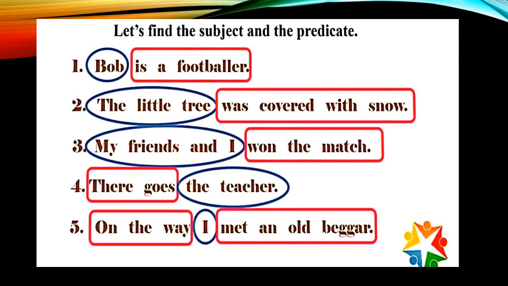So students, the part of the sentence that tells us what or whom the sentence is about is called the subject, and the part of the sentence that tells us about the subject is the predicate. So students, I hope you all have understood the parts of the sentence as subject and predicate. Now what you have to do? You have to do the given exercise in your notebook.